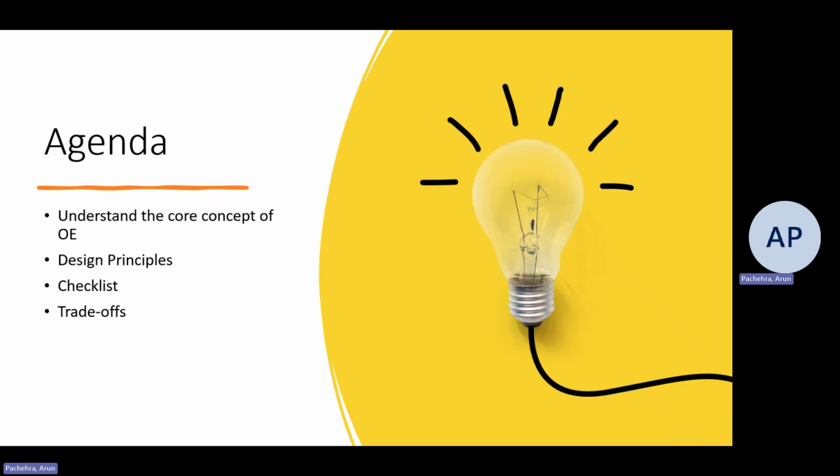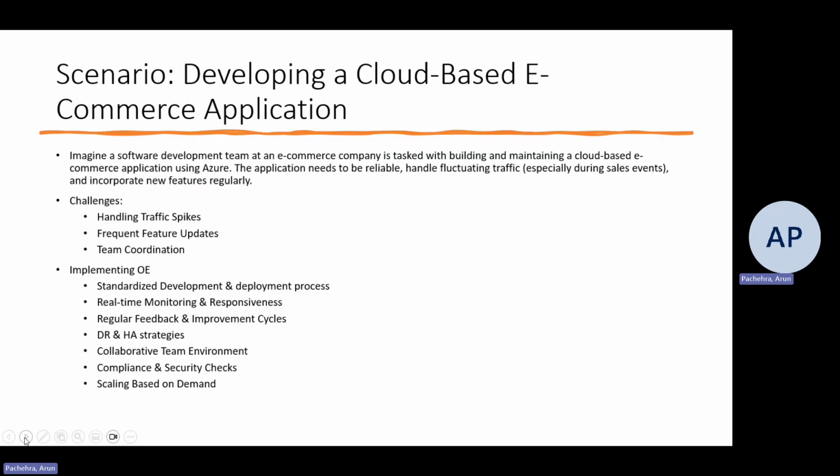Then we'll try to dig deeper through a scenario. That's our style, to understand through examples and scenarios. And then we'll find the principles on which we can plan our architecture to achieve operational excellence. And finally, checklist and trade-offs with other pillars. It's absolutely similar to the other three pillars that we have come across or we have created the video of. And let's get started with the understanding of operational excellence.